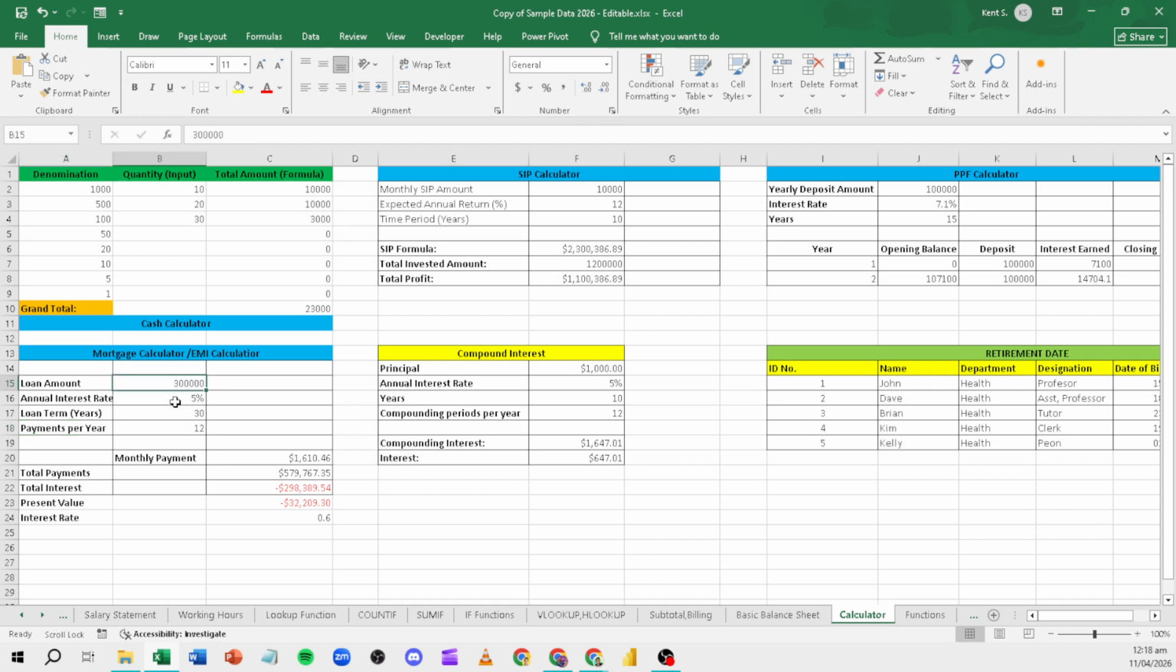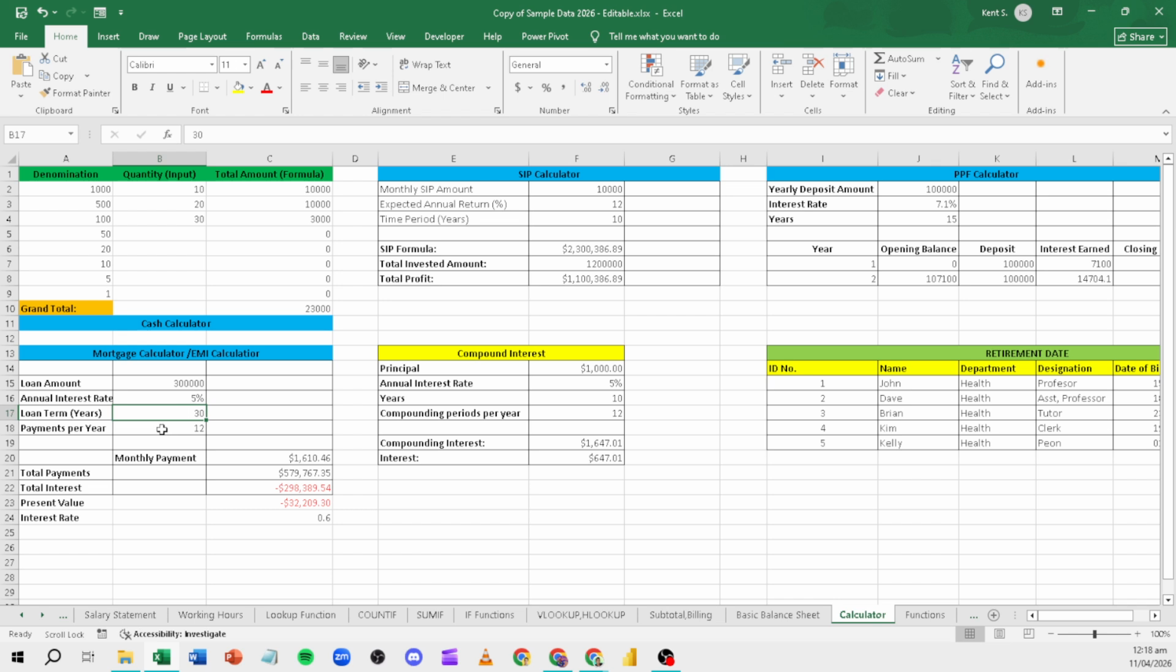Now, enter your values next to each label. For loan amount, type the principal you plan to borrow. Format that cell as currency so it reads clearly. For annual interest rate, enter the percentage rate from your lender. Format it as a percentage so Excel treats it correctly.